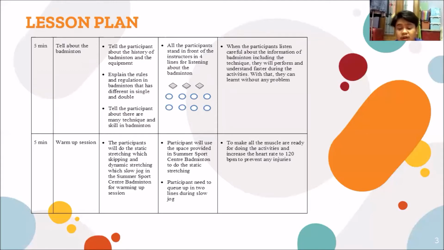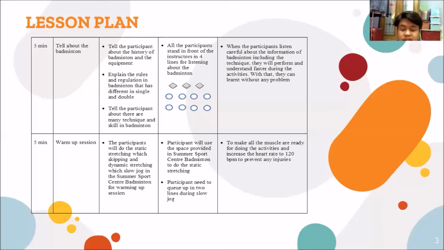The organization arrangement when we tell about badminton is that the instructor will stand in front of them and the participants will form four lines, which you can see. So it helps the participants to listen to what the instructor will say. This part will take about 5 minutes. Then we go to the warm-up session.